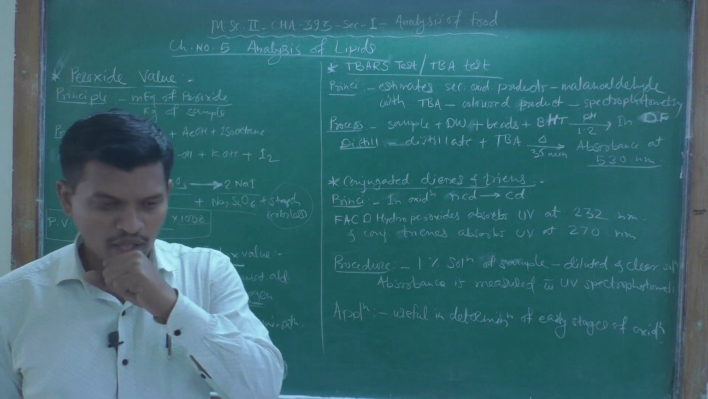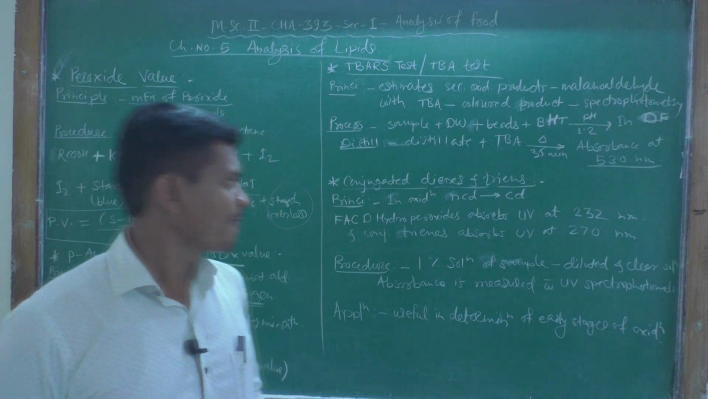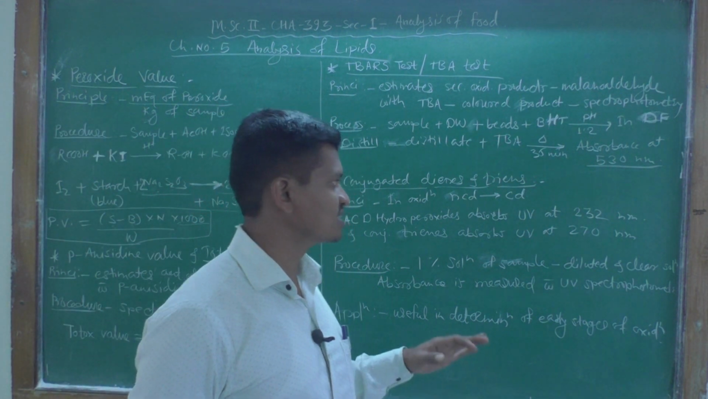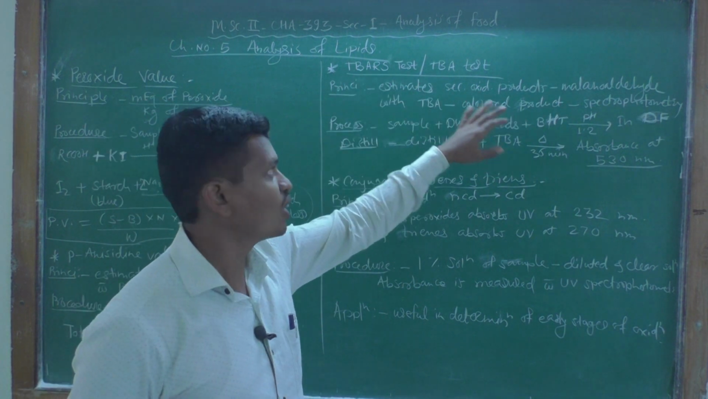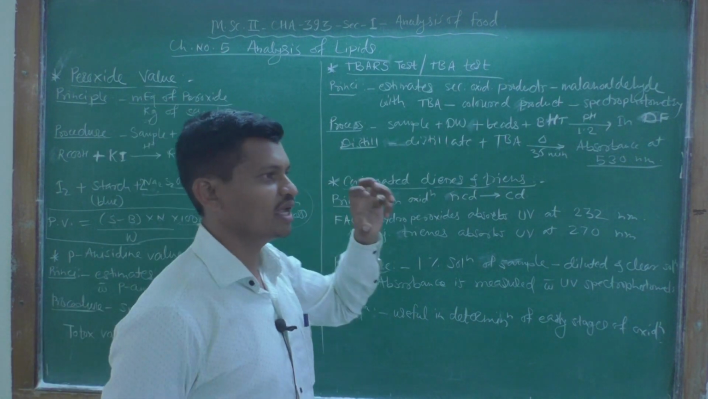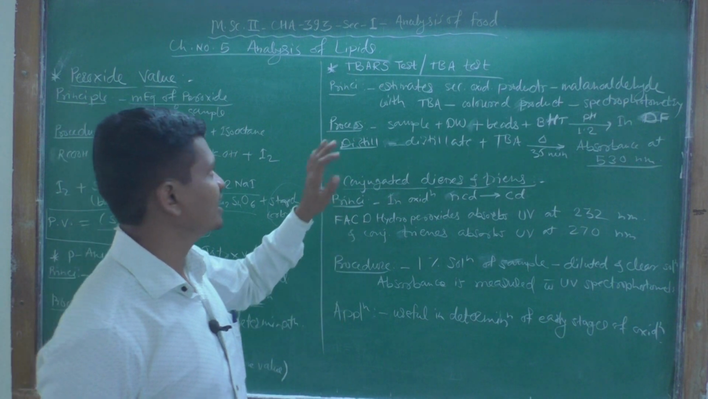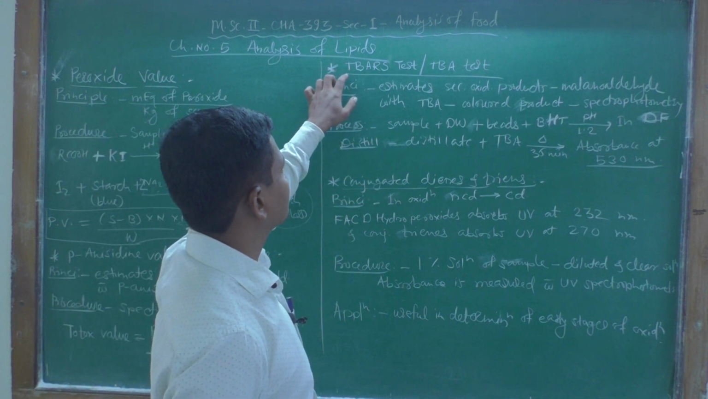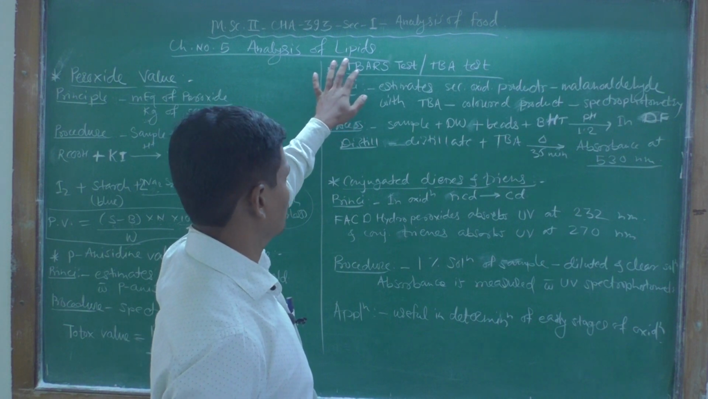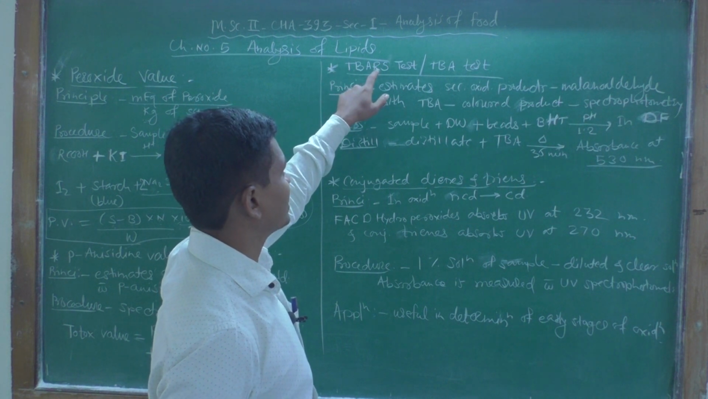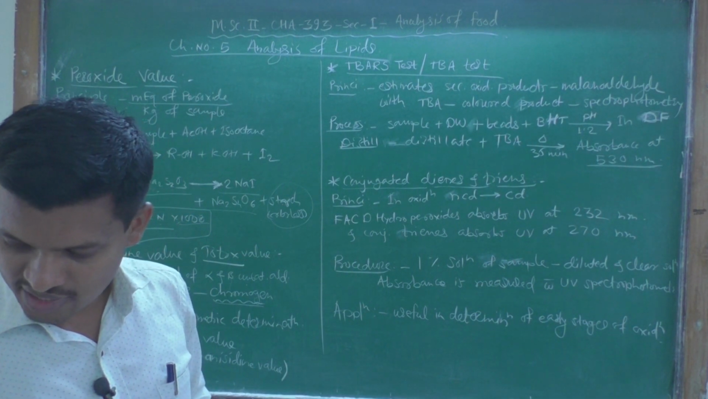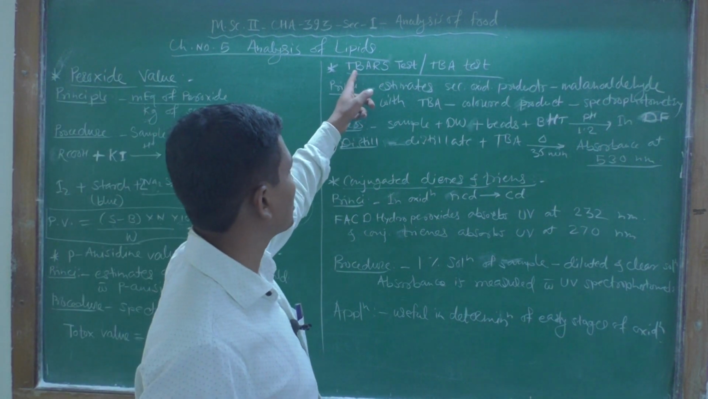Now the third determination, our today's third determination, is the T-bars test or TBA test. T-bars stands for the name of a compound, and that is nothing but thiobarbituric acid reacting substances. The T-bar stands for thiobarbituric acid.